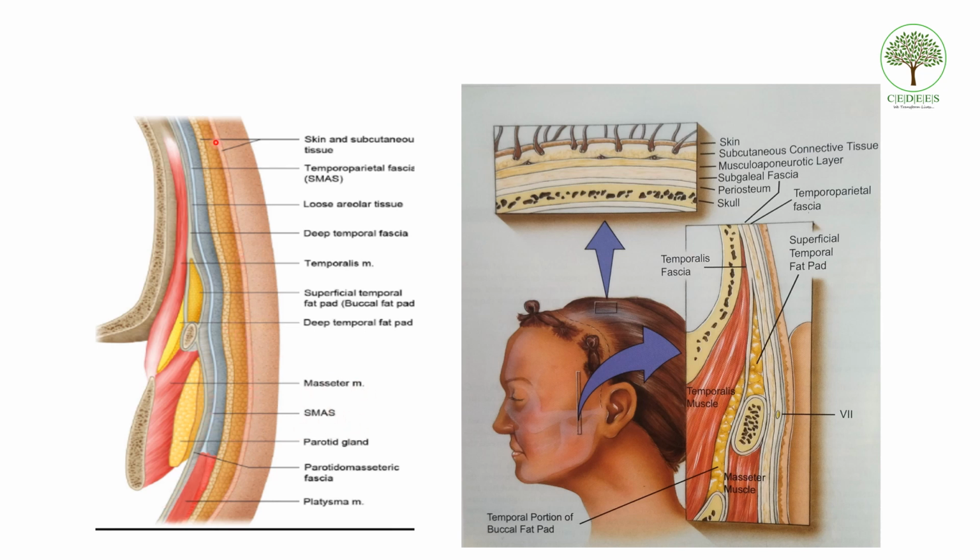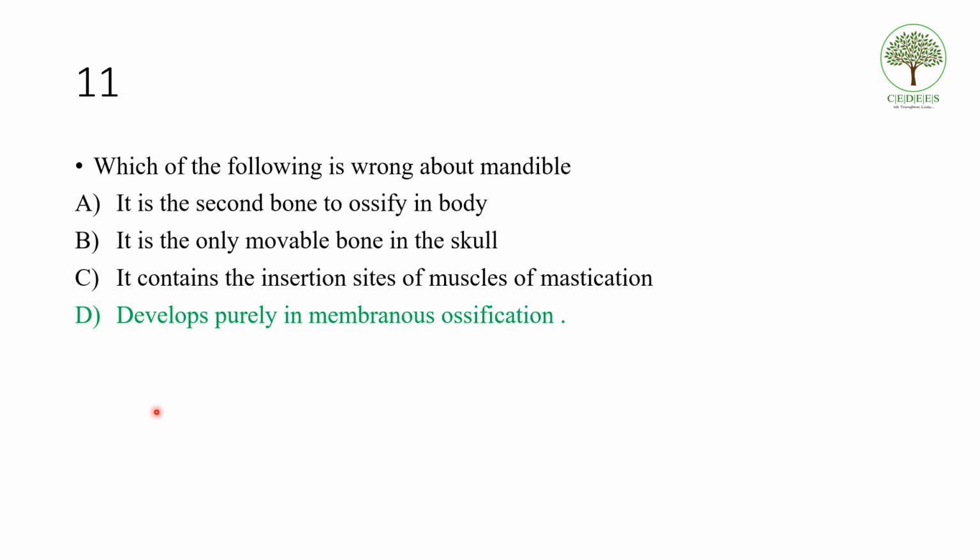In the face, and in the temple region, you have the temporoparietal fascia, which is also called the suprazygomatic SMAS. Just beneath that is your temporalis fascia. Okay, so let's come to the next question.